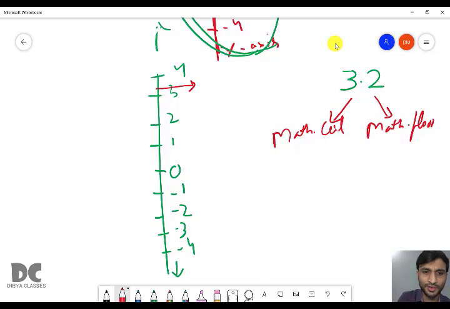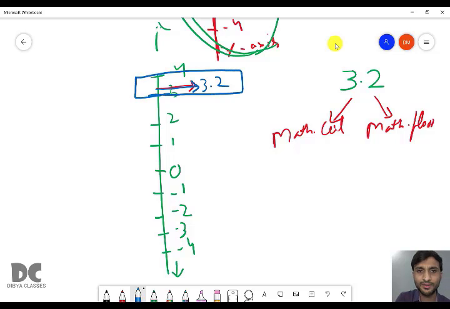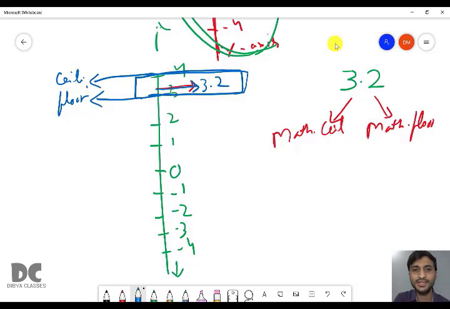Here is 3.2, right? We have 3.2 here in this box. This is the floor and this is the ceiling. This is kind of a room where 3.2 lies, where below is the floor, that is 3, and the ceiling is 4. So when you use Math.ceil, you'll get the answer as 4.0, and when you use Math.floor, you'll get the answer as 3.0. Easy to solve when you have the axis.